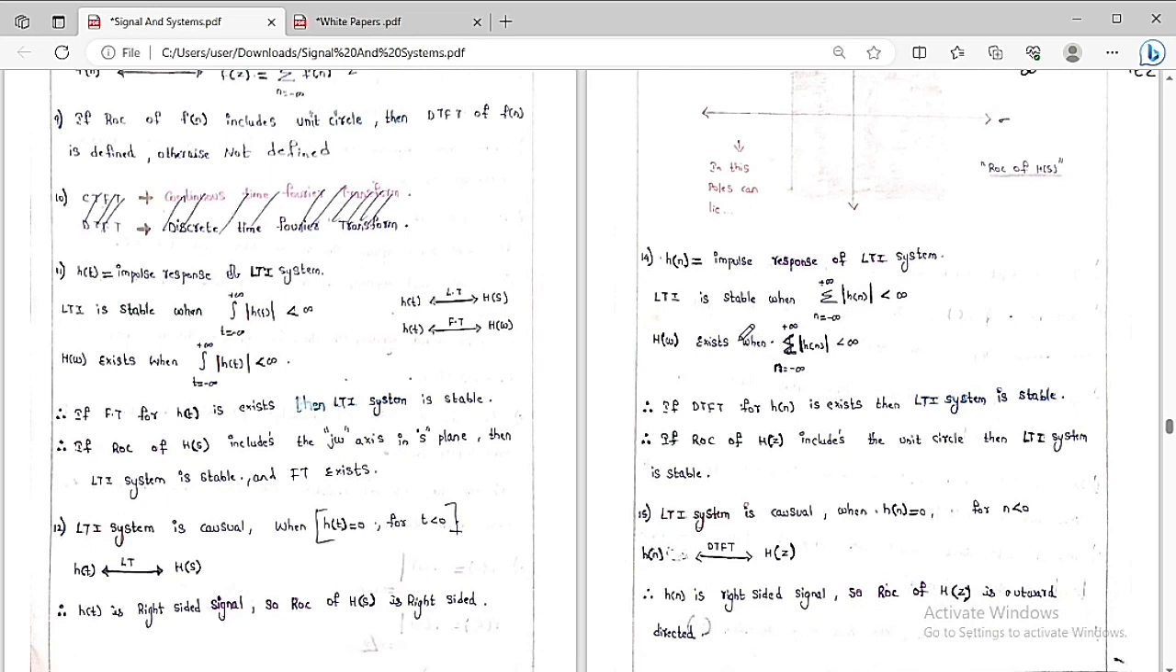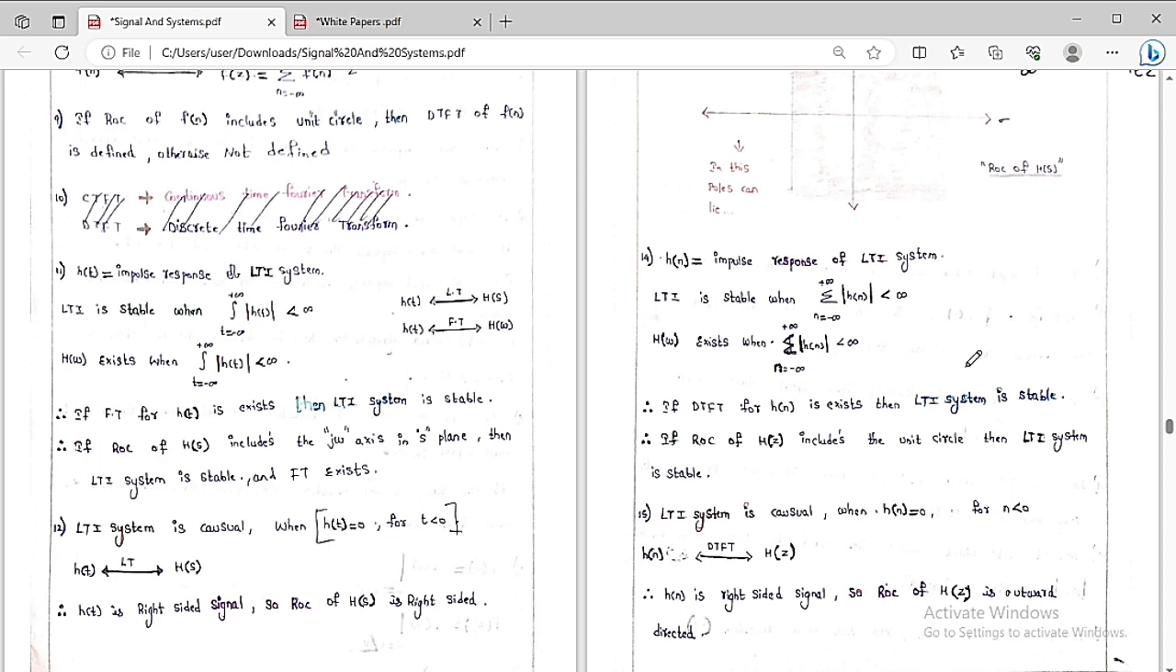So now the next thing is, if h of n is the impulse response of the LTI system, the LTI system is stable when h of n is absolutely summable, and H of omega is going to exist when h of n is absolutely summable. I've already told this point, same thing for the time domain as well as the discrete time domain.